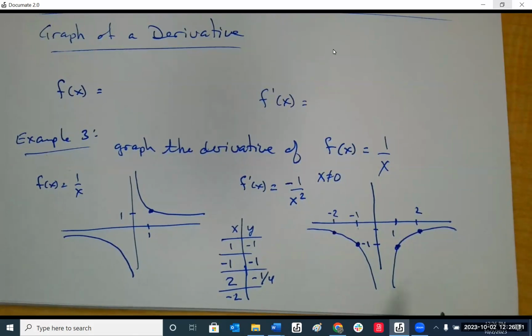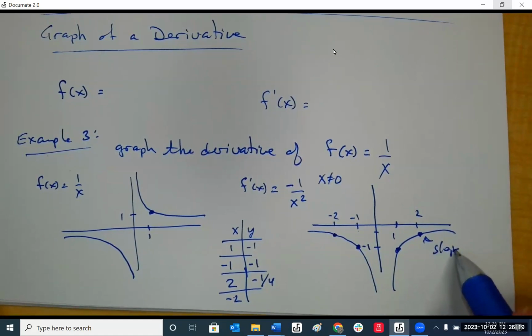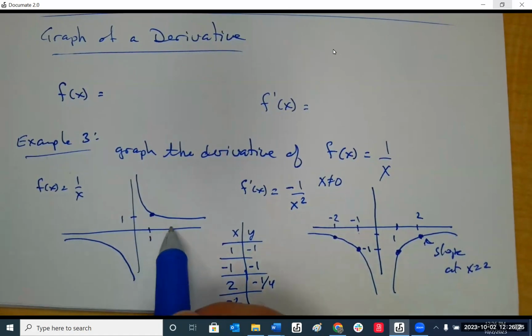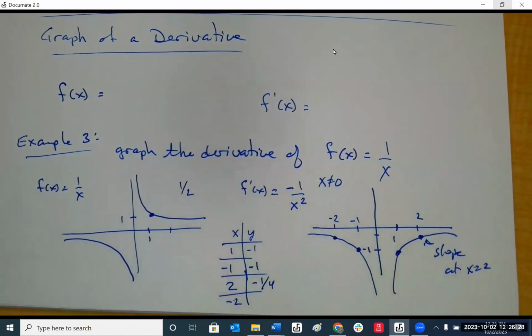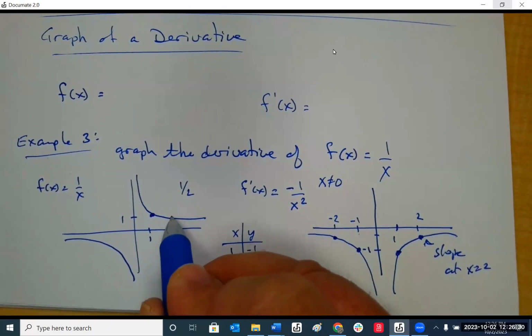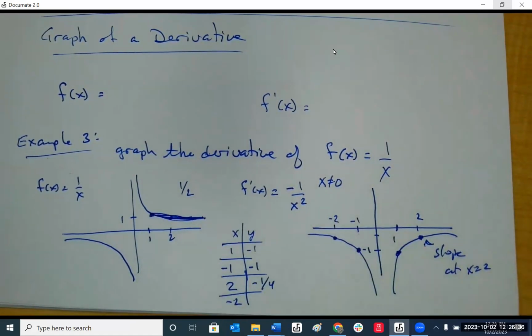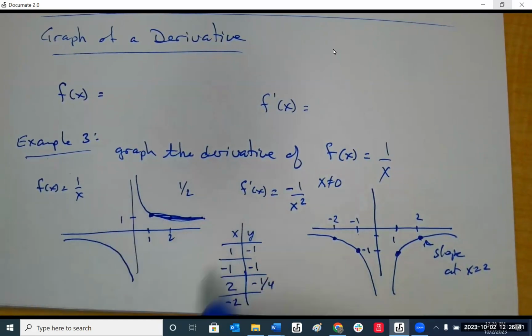It's very interesting because it doesn't match the original graph, but each point is the slope at x equals 2. So at x equals 2 here, we'd have 1/2. The slope there is -1/4, which is going down. This is a very interesting way of looking at it. All right, let's see what else we got to do in this section. That's pretty much it.